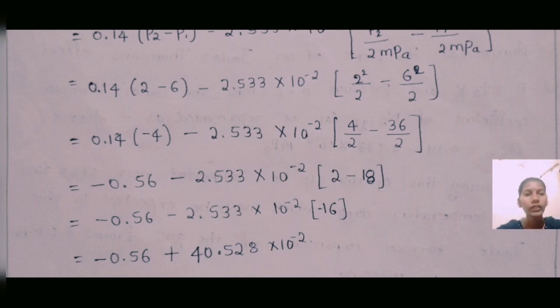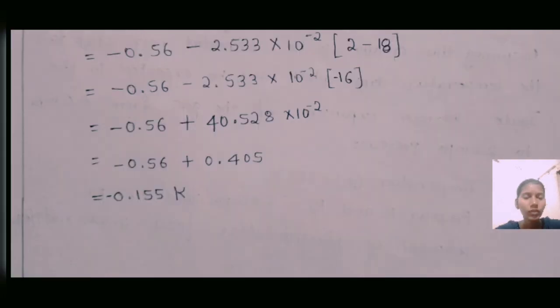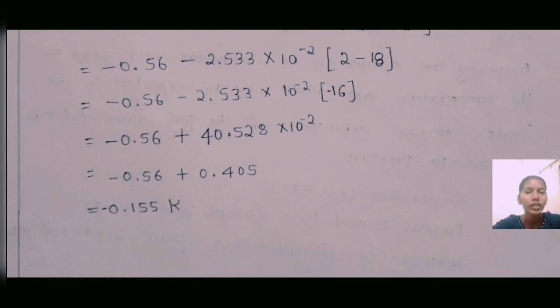Multiplication of 2.533 into minus 16 is equal to 40.528. So minus 0.56 plus 40.528 into 10 raised to minus 2, minus 0.56 plus 0.405 is equal to minus 0.514 Kelvin. Temperature drop is equal to minus 0.155 Kelvin.